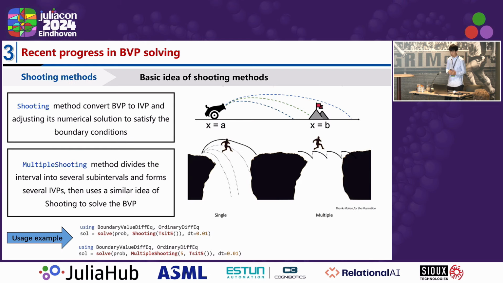Apart from MIRK methods, we can also use the shooting methods to solve boundary value problems. The shooting method is also a BVP solving method, which converts the BVP to an IVP, and it also constructs a nonlinear system. But it achieves the BVP solving by adjusting the initial value of the nonlinear system to solve this whole boundary value problem.